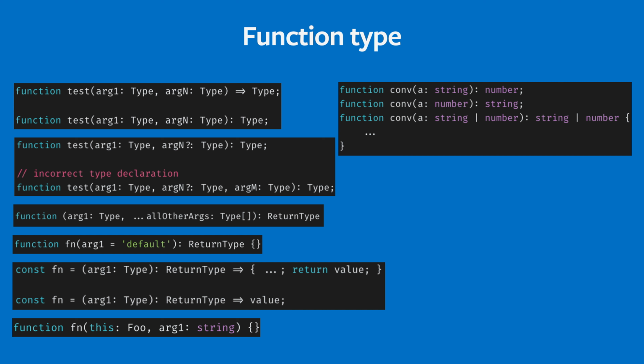If it gets a number, it will return a string, and if it gets a string or number, it will return a string or number. We can also use conditional types in this case. We will check it later. I'm not sure about any practical application for this example. Maybe if you have a weird function which converts a string to a number and a number to a string, you can use conditional types, but I'm not sure where you can actually apply this overloading or conditional types, but we will see some examples.